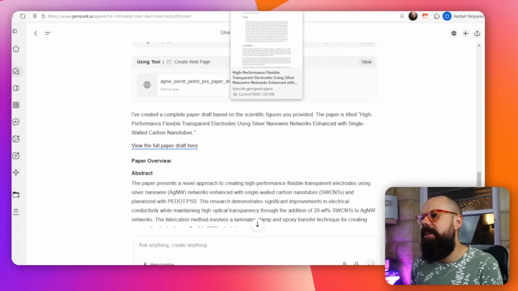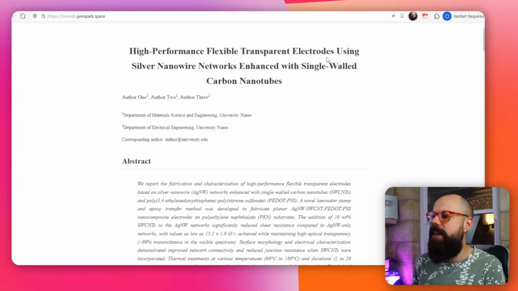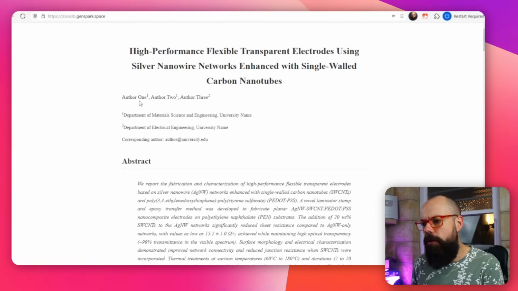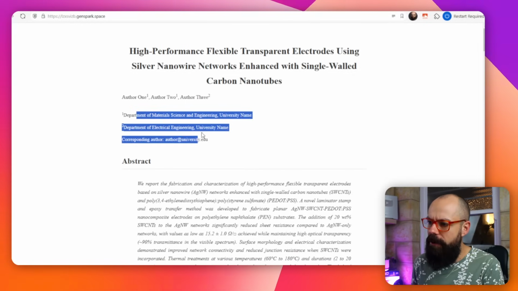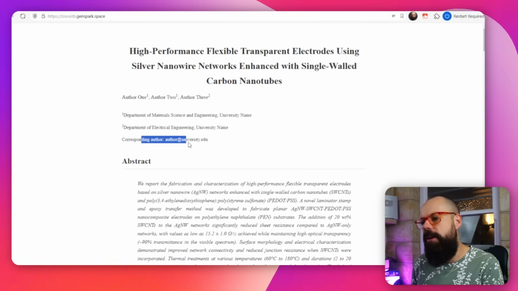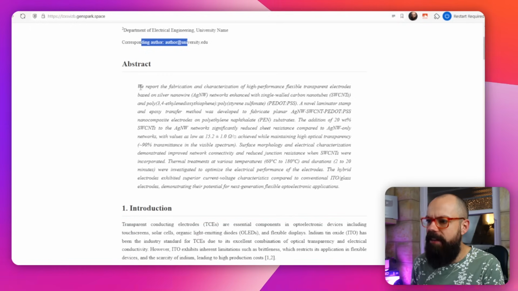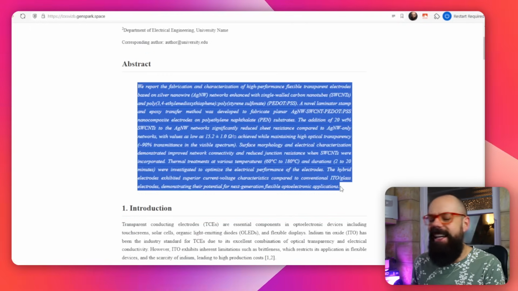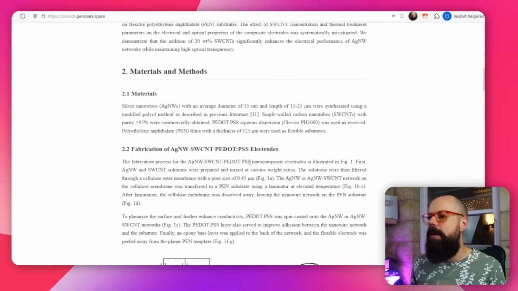So if you head over to here, high performance, flexible, transparent electrodes, it knows I need authors. It knows that I need to put their affiliation. I know that I need a corresponding author. We've got abstract. It's a really, really great abstract considering I gave it nothing other than the figures and the figure captions. And this is a great starting point. The abstract is strong. The introduction is strong. Materials and methods, you go through and you make sure that it makes sense.